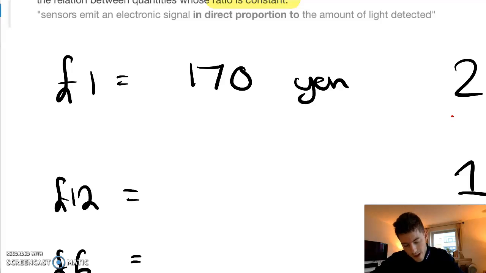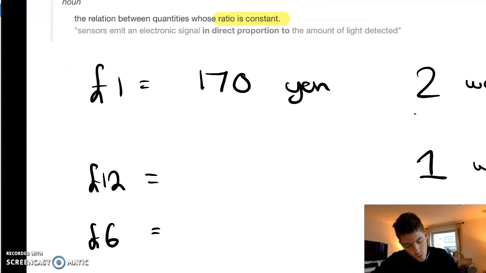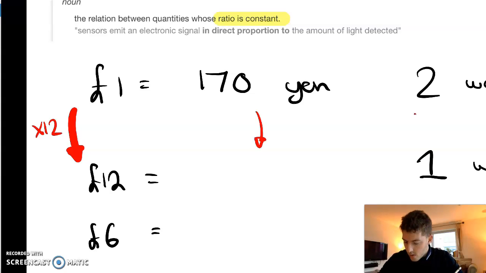So to get to £12, well, £1 to 12, we know we multiply it by 12. Same thing, 170 times 12, you're going to want a calculator, is 2,040 yen.